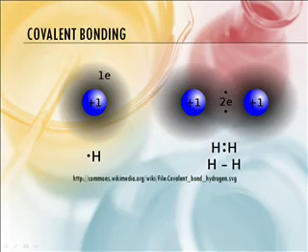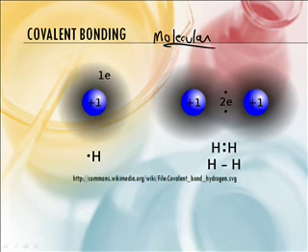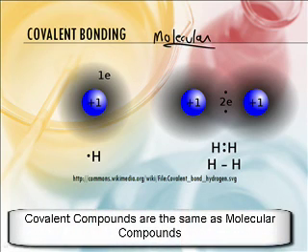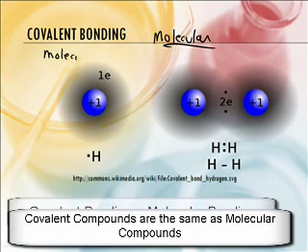Well, now we've got a different kind of bonding: covalent bonding. Covalent bonding is sometimes called molecular bonding. Can you say molecular, everybody? Okay, molecular bonding. And it forms covalent compounds, which are also sometimes called molecular compounds. It's just two different ways of talking about the same thing.